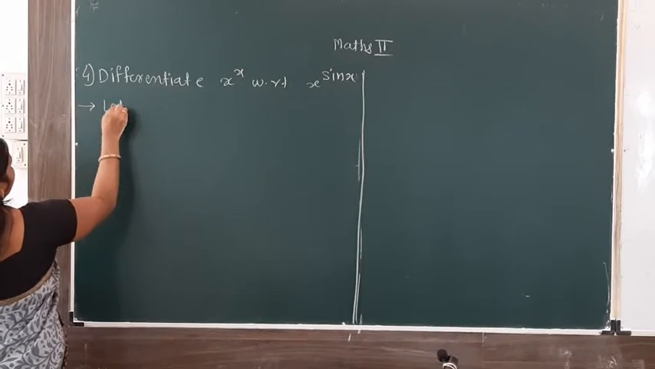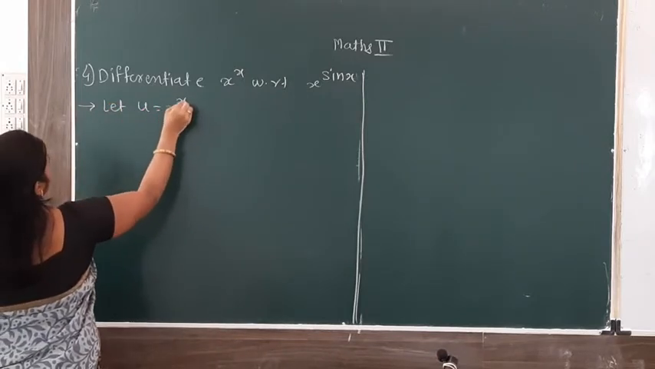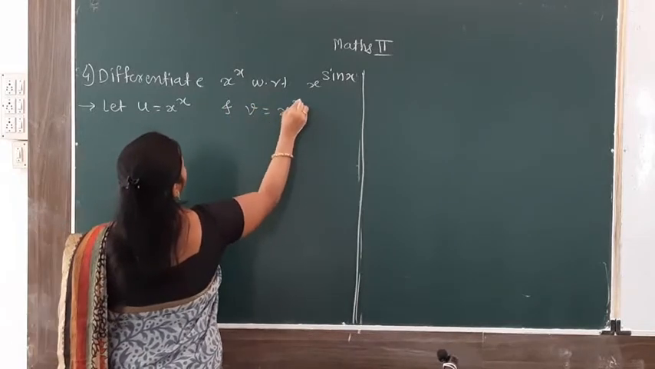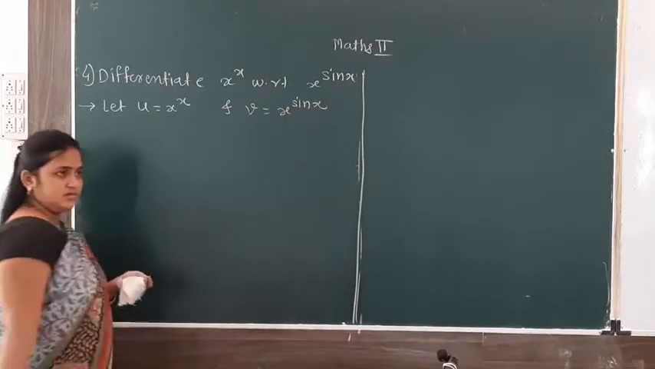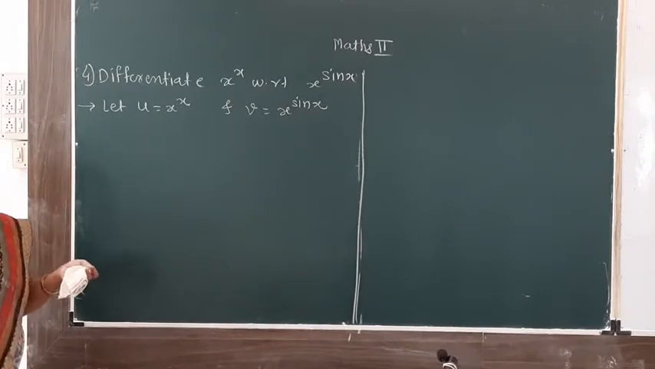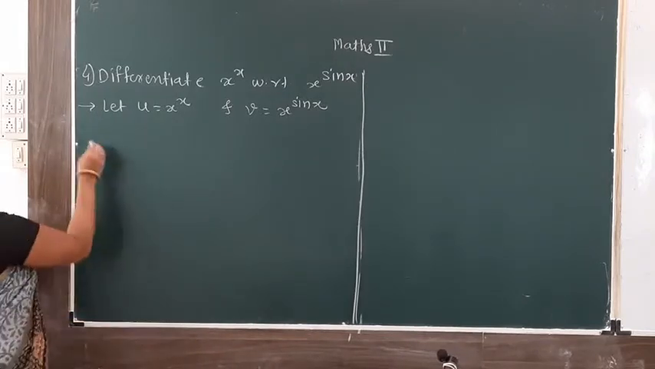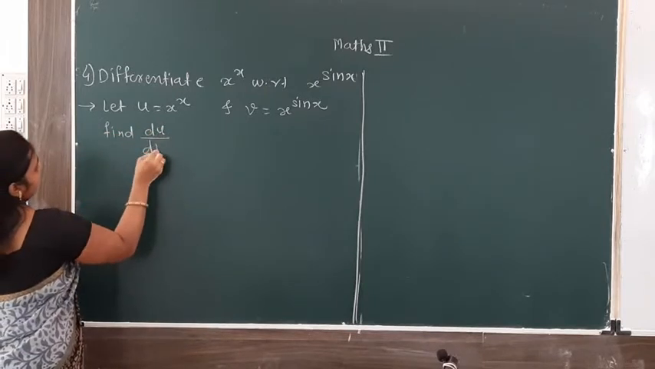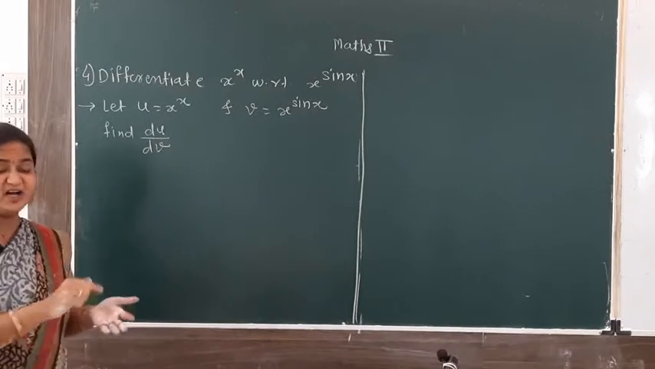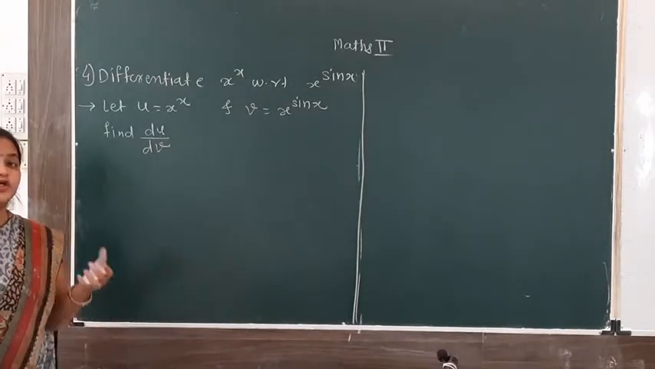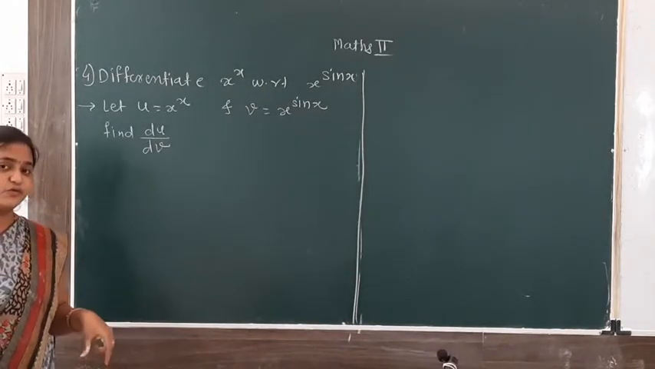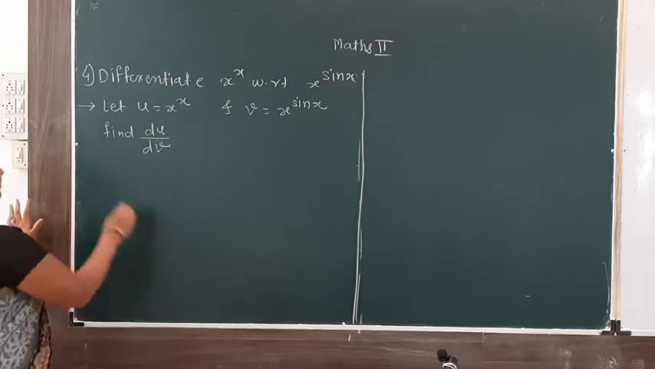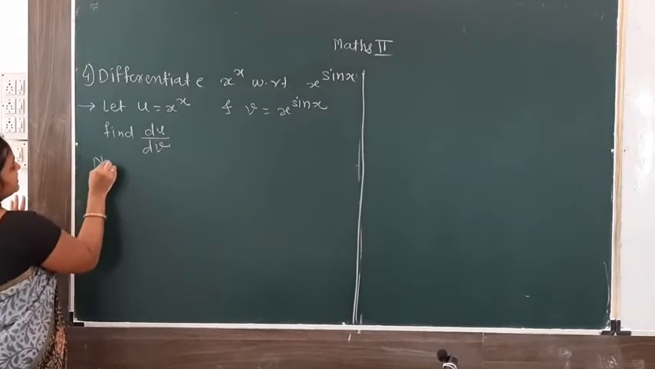So first let u is equal to x raised to x and v is equal to x raised to sin x. Correct? Find du by dv. Here u and v are functions in terms of x, so we can use the parametric derivative formula du by dx divided by dv by dx. So we find the first derivative of u with respect to x.